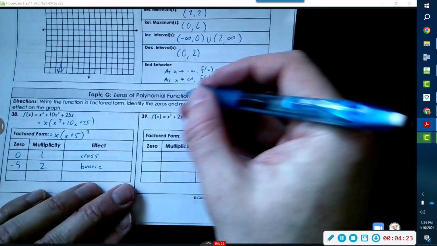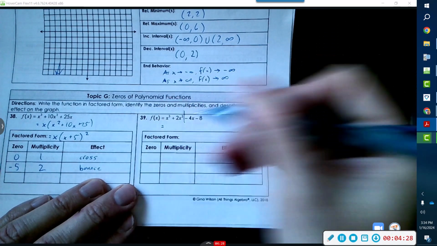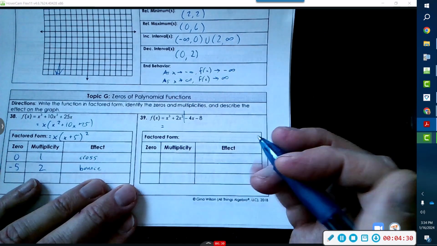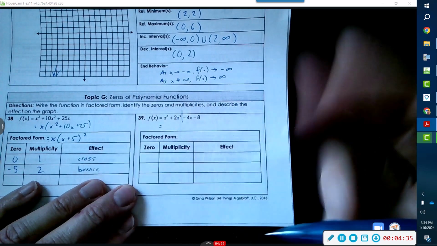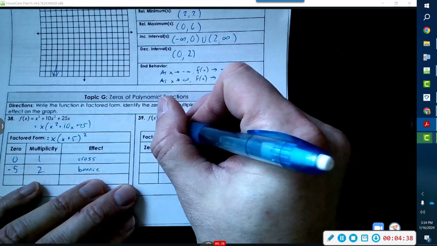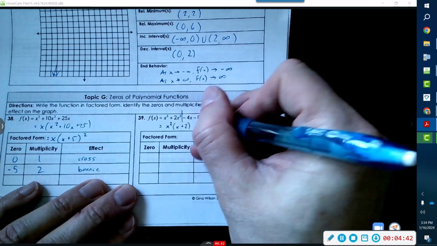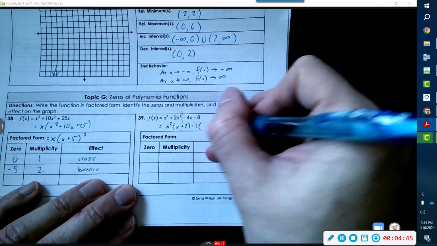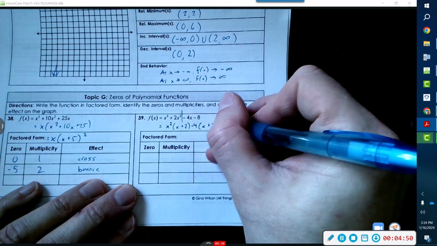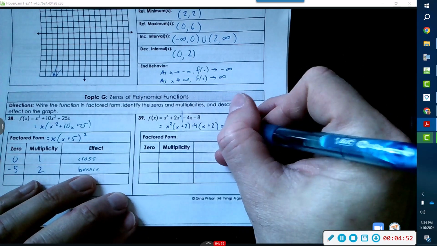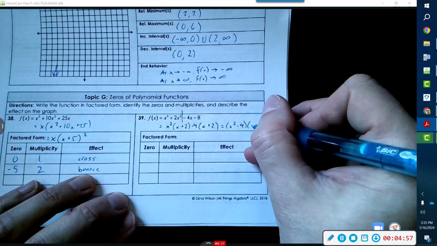Over here, this guy looks like we're going to have to do some grouping, so split it down the middle. That's all we got, really. Or we'd have to use the rational root theorem, but with this topic right here, we actually don't have that skill yet. So we're going to take out an x squared, and then we would have x plus 2. Here we take out a negative 4, so that we'd have an x plus 2. There we go. So our factored form is almost finished here. X squared minus 4, difference of two squares, and then an x plus 2.